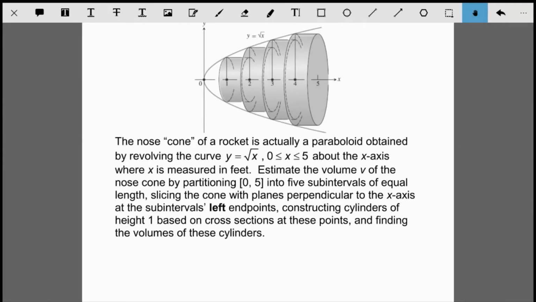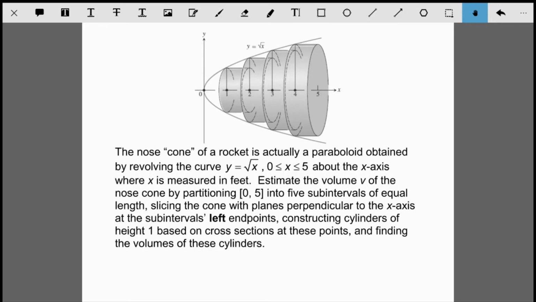All right, so the last application problem that we have here has to do with approximating the volume of the nose cone of a rocket. And you can see that to create this graph, essentially what we have is a paraboloid. That's a 3-dimensional object that, if you were to cut this along the x-axis, we would see a parabolic cross-section.